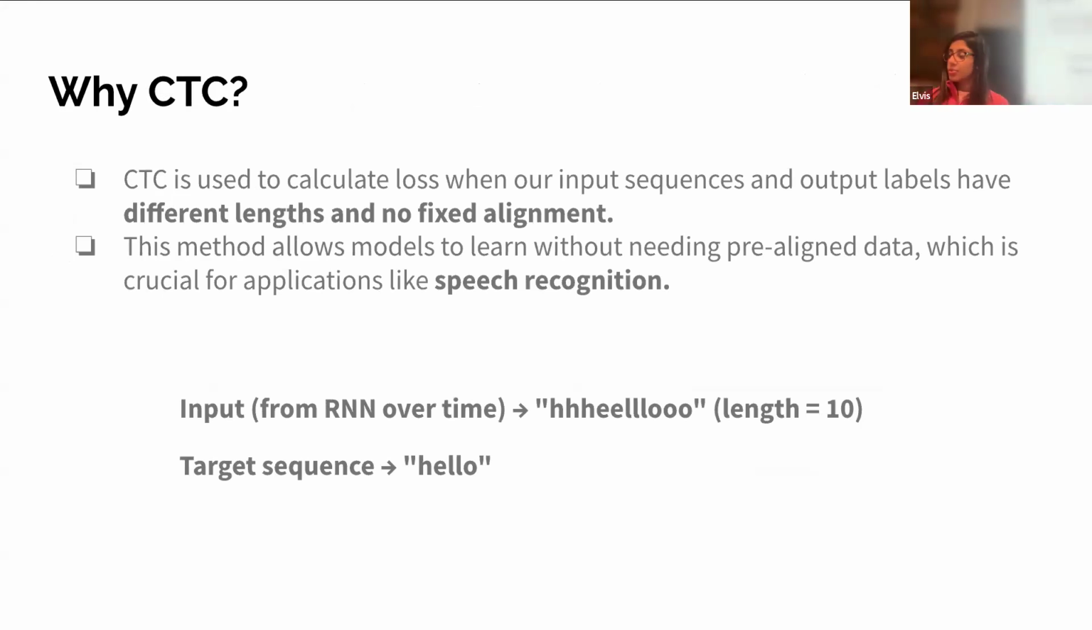This is the next part of the homework, that is connectionist temporal classification. CTC is used to calculate loss when our input sequences and output labels have different lengths and no fixed alignment. This method allows models to learn without needing pre-aligned data, which is crucial for applications like speech recognition and handwriting recognition. For example, if the spoken phrase is hello, CTC allows the model to recognize it without knowing exactly which parts of the audio correspond to each letter. Instead, it learns using a probability-based alignment method that we'll see.